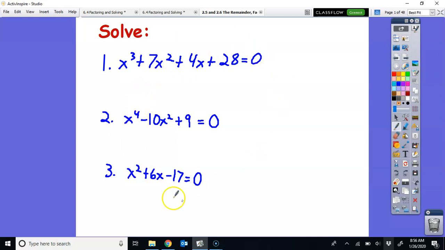So we have these three equations that we are trying to solve. If you want to try them before I do them, please pause the video and then we'll go through the answers.